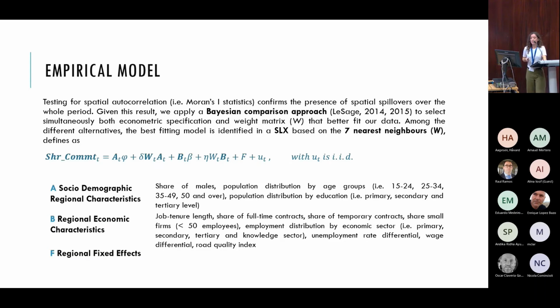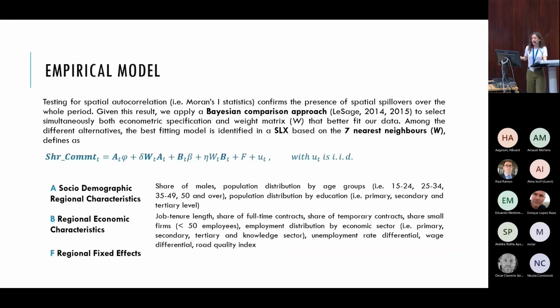What does it mean? It means that our outcome value, the share of cross-border commuters of region i, will be affected not just by the socio-demographic and economic regional characteristics of region i, but also by the average of its neighbors. And in this case, we impose a cutoff of 7 nearest neighbors. So we are going to consider several different variables aggregated at the regional level. We have seen many so far, like the share of males, the distribution of the population by age group, and also by education level.